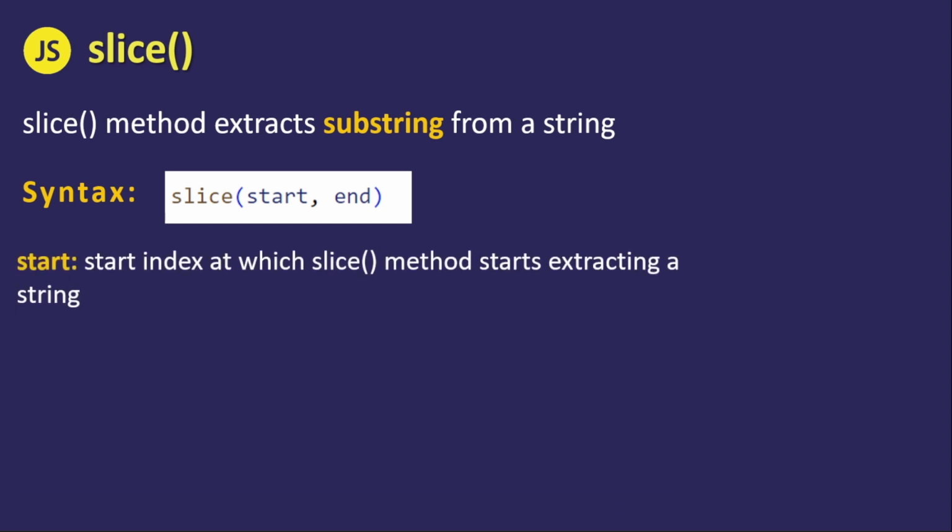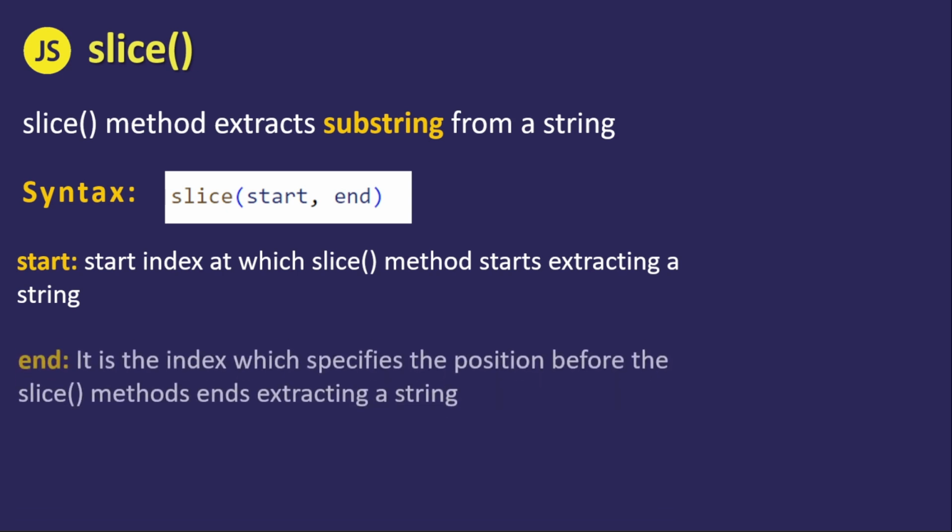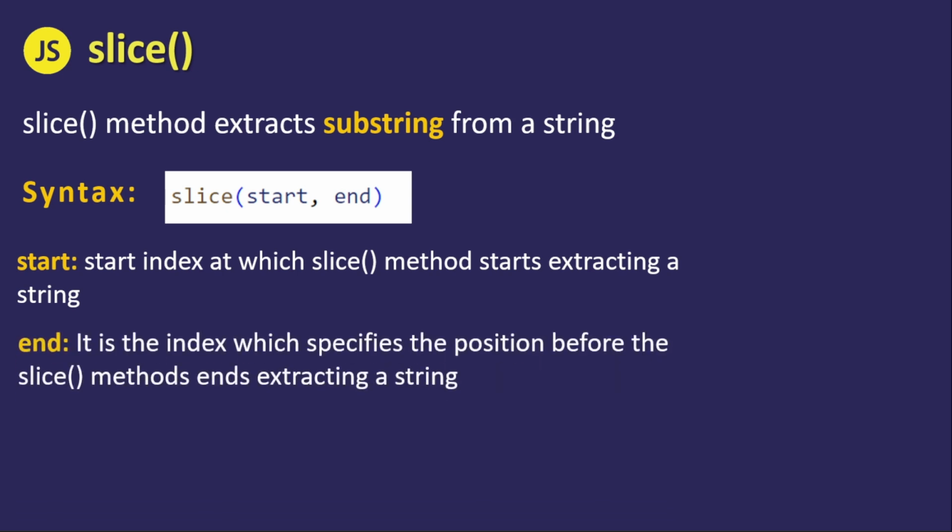The start parameter indicates to the slice method from which position it needs to extract a string. That is the starting position. And the end index will tell the slice method before which position it stops extracting a string. Let's understand this with an example.